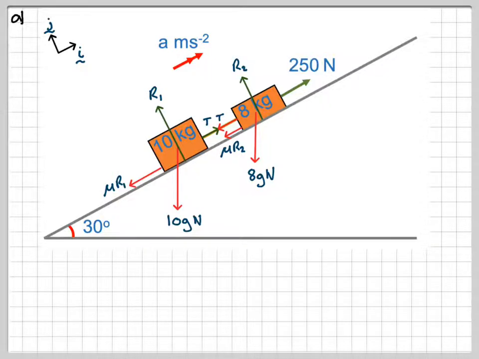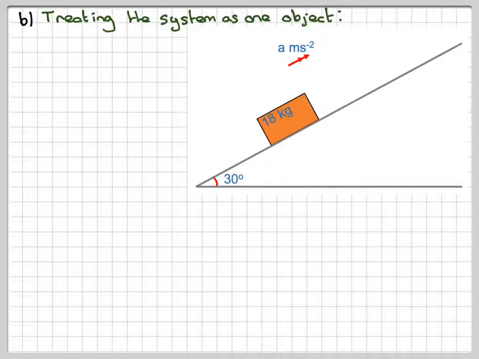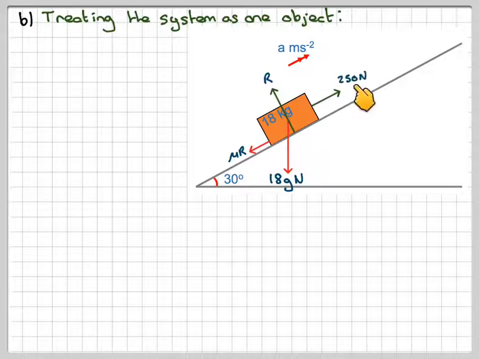Okay, so now trying to find the acceleration, what we need to do is treat the system as one object. So drawing a diagram for that, 18 kilogram block, we have 18g newtons acting downwards. We have a normal reaction, we're just going to call that R, and mu times R will be the frictional force, and we have a 250 Newton force pulling it up the slope.